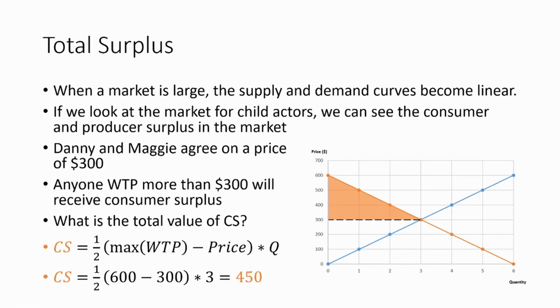Anyone willing to pay more than $300 is going to receive some consumer surplus, and they'll be in the market in our triangle here, right? So what is the value of our total consumer surplus? Well, consumer surplus is going to be 1/2 our max willingness to pay minus the price times the quantity that is sold. So if we plug in the numbers here, our max willingness to pay is $600, our price is $300, and our quantity is 3. We just want the area of this triangle, right? So 1/2 base times height. So 1/2 times 600 minus 300 times 3 is going to give us 450. And that's our consumer surplus for the entire market.